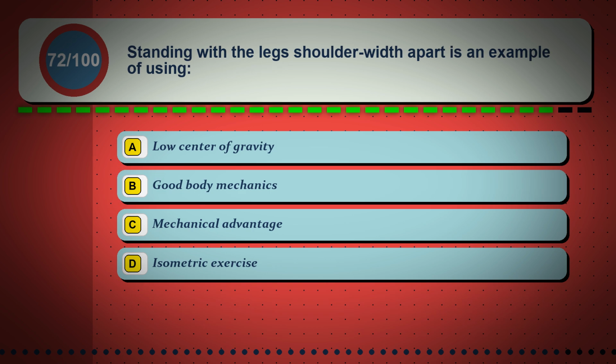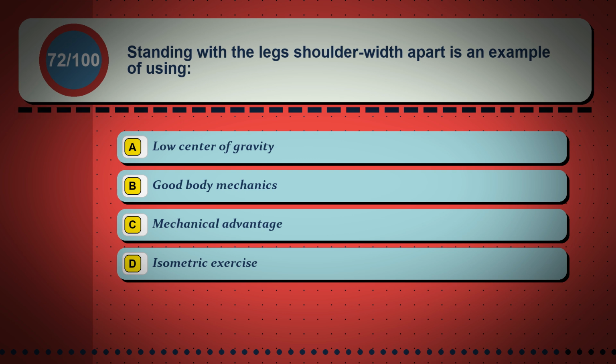Question 72. Standing with the legs shoulder-width apart is an example of using: Option A, low center of gravity. Option B, good body mechanics. Option C, mechanical advantage. Option D, isometric exercise.